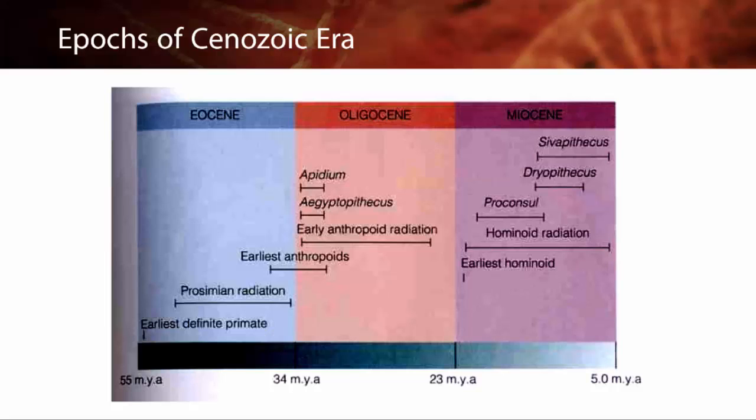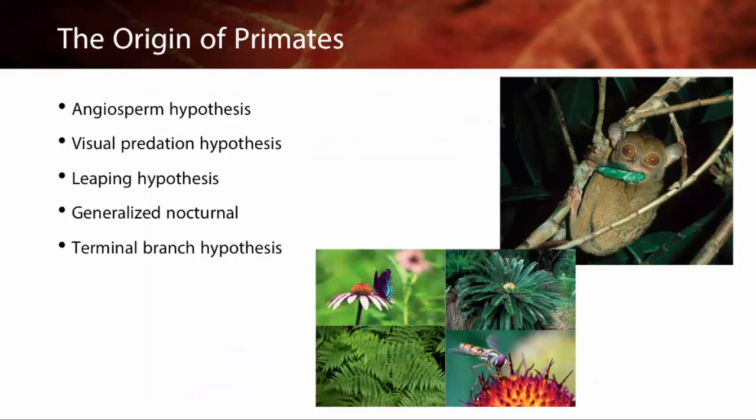The last 55 million years is known as the Cenozoic era and is typically broken up into three time periods: the Eocene, the Oligocene, and the Miocene. Primates would have evolved sometime during the early Eocene, around 55 million years ago. There are multiple hypotheses for the origin of primates.